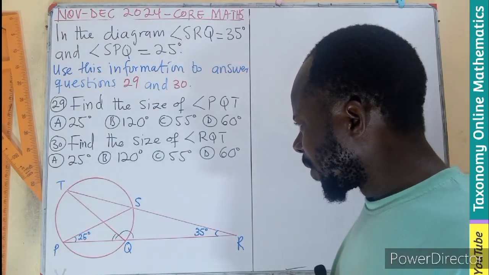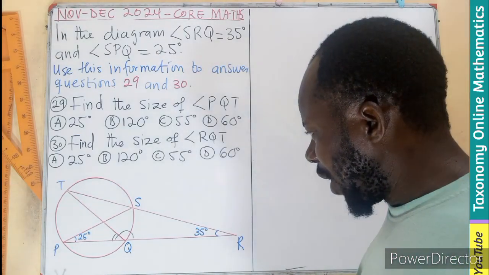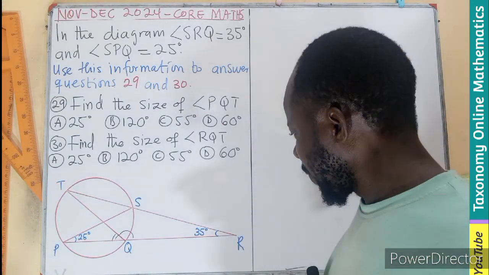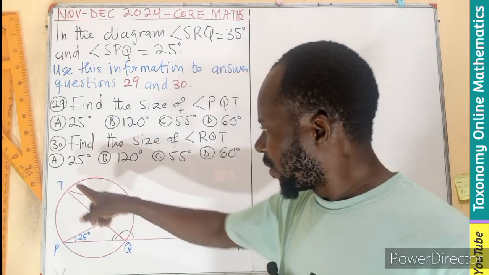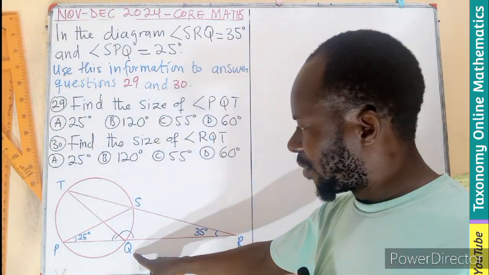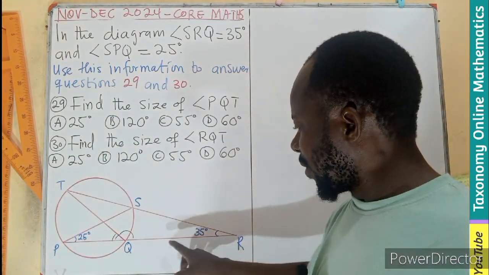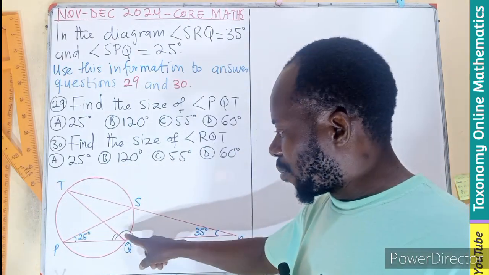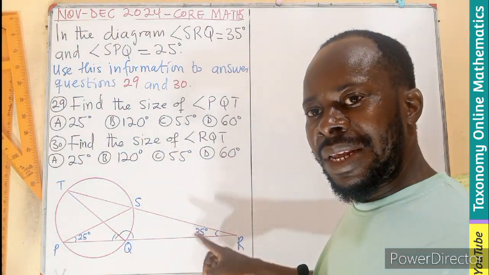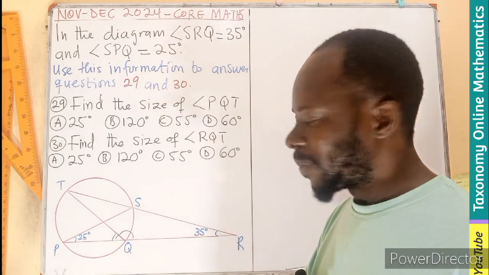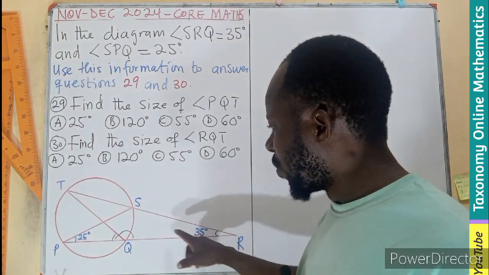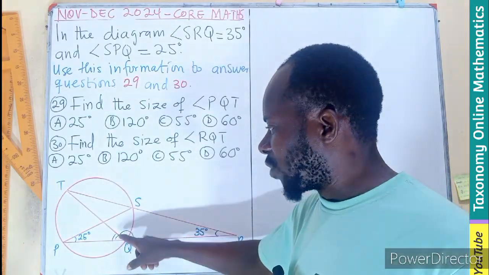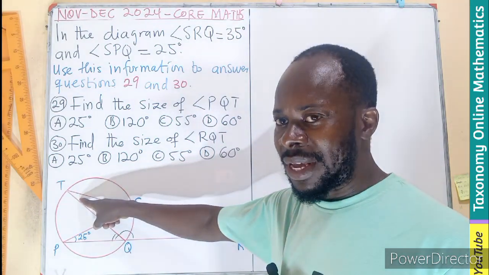So what do we do? I am going to look at the triangle RTQ. It's a triangle. So if I know the value of this plus this, that will be the sum of angles in the triangle. Since this is known, this is not known, I can't find this. So I need to know the value of this angle here.